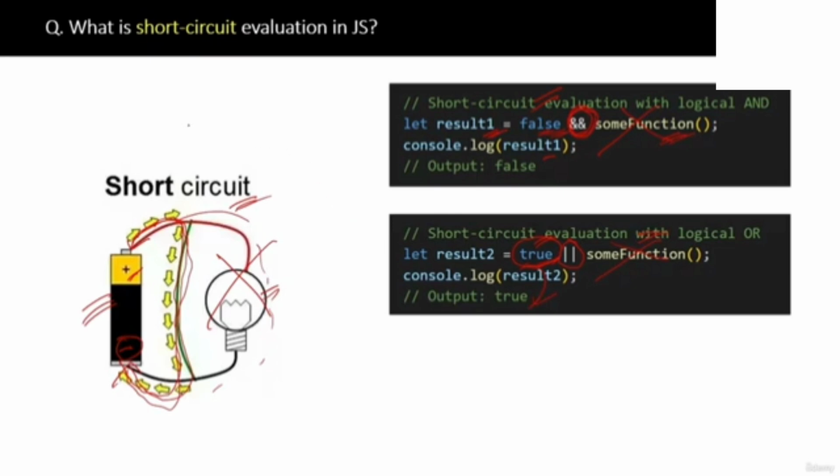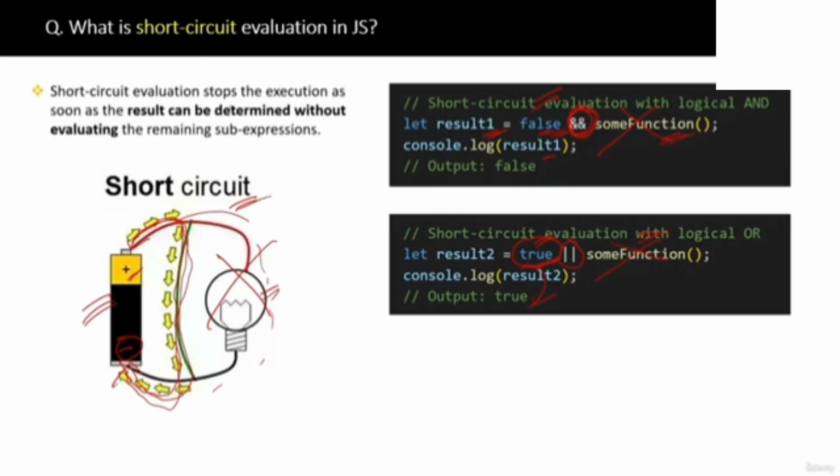Finally, the conclusion is that short circuit evaluation stops the execution as soon as the result can be determined, without evaluating the remaining sub-expressions. Now you will never forget this concept for the rest of your life.